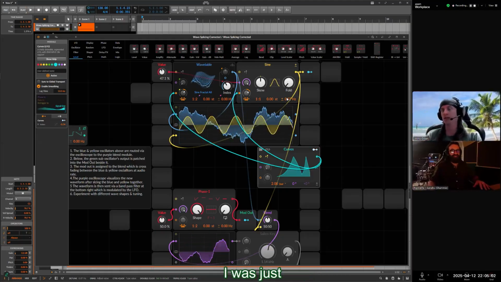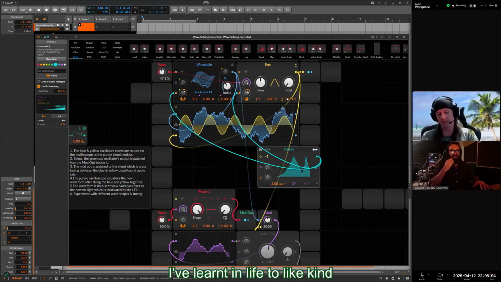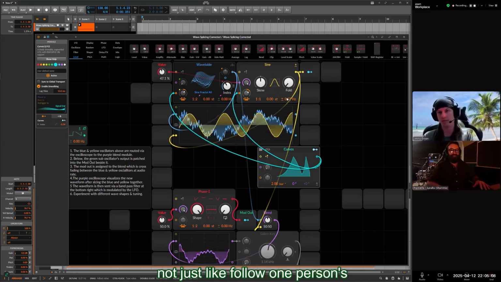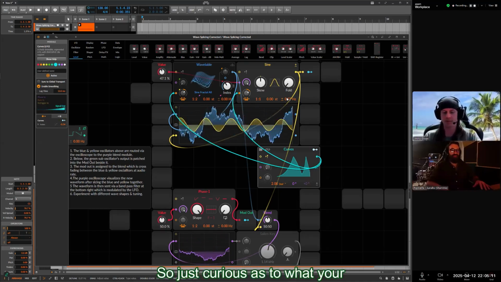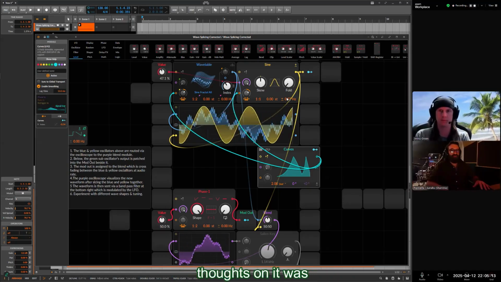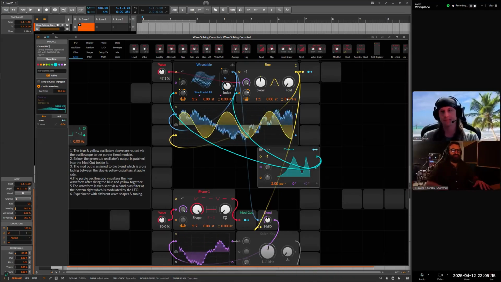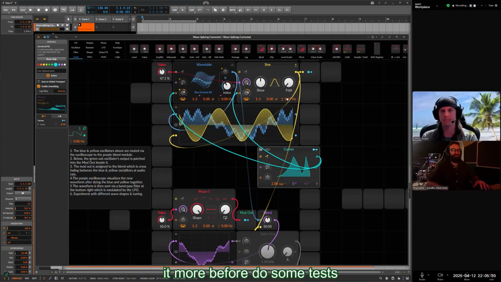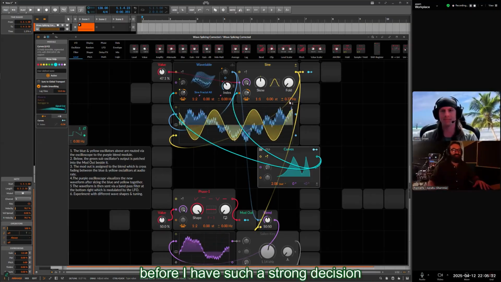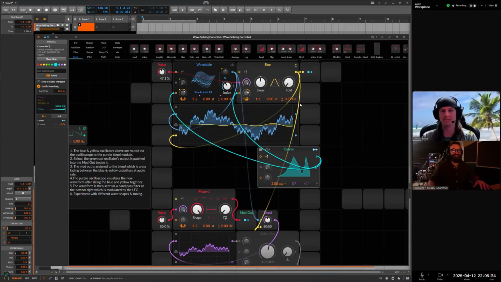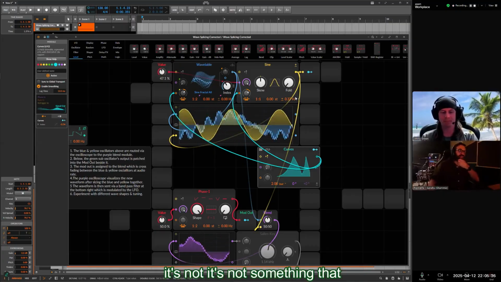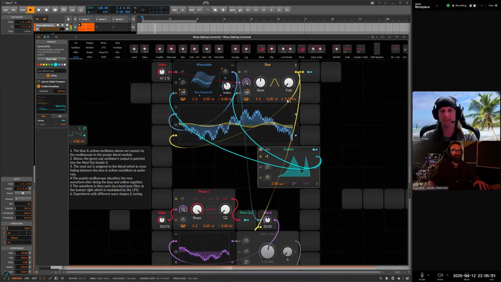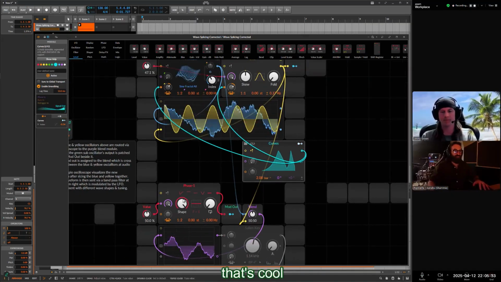But look, I was just interested in your opinion. I've learned in life to take everyone's thoughts in to come up with something, not just follow one person's thing. So yeah, curious as to what your thoughts on it were. That's my thoughts. I probably should study it and understand it more and do some tests before I have such a strong opinion. Yeah, it's not something that I think about very much. Yeah, that's cool.